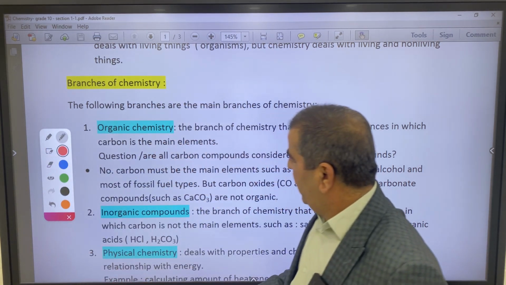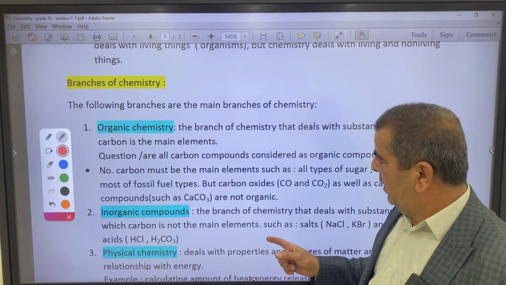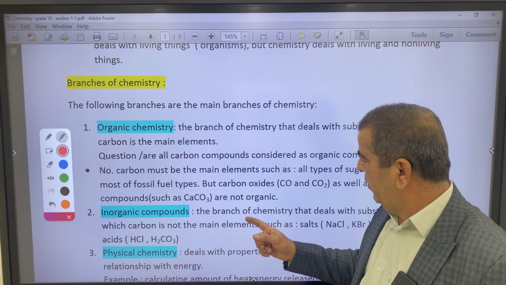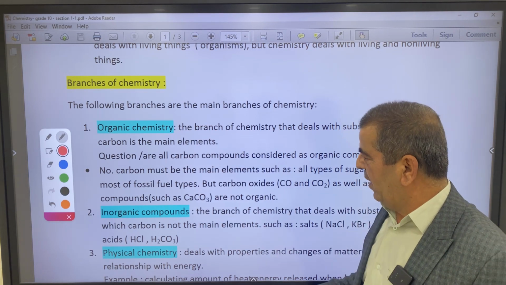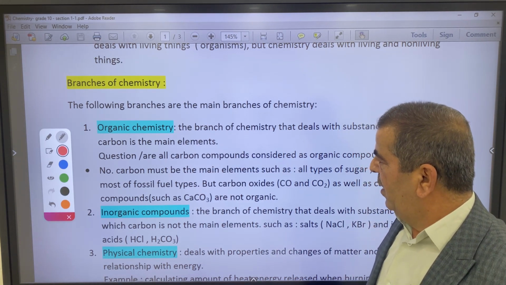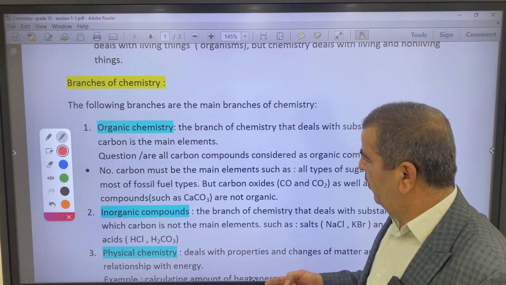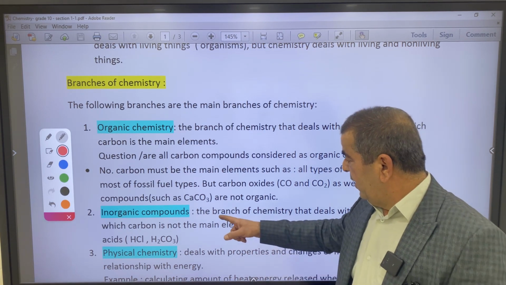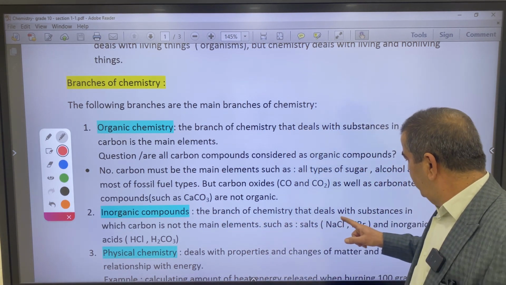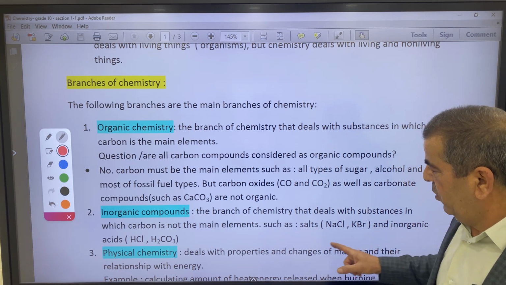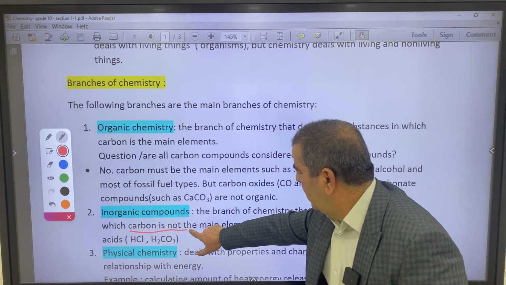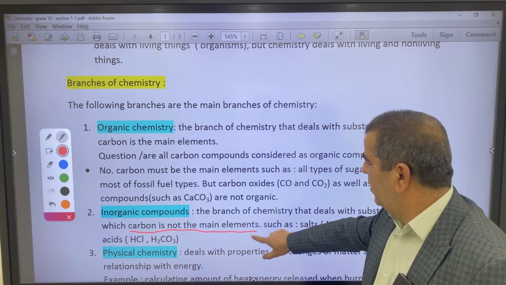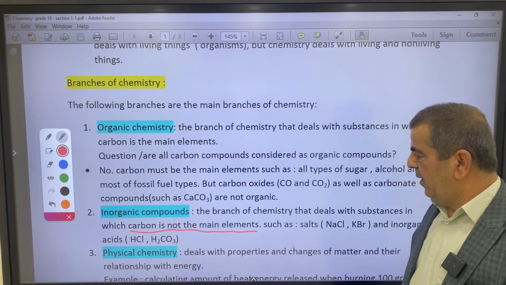Okay, the next branch is inorganic compounds. It looks to be exactly opposite to organic. Inorganic is the branch of chemistry that deals with substances in which carbon is not the main element.